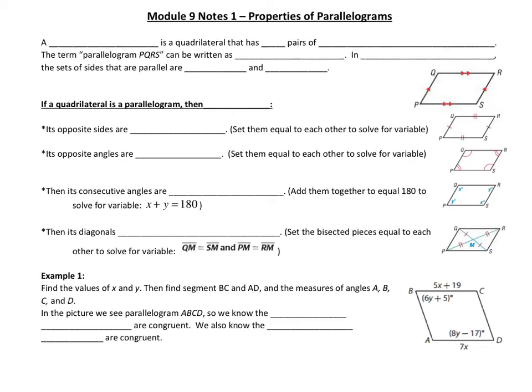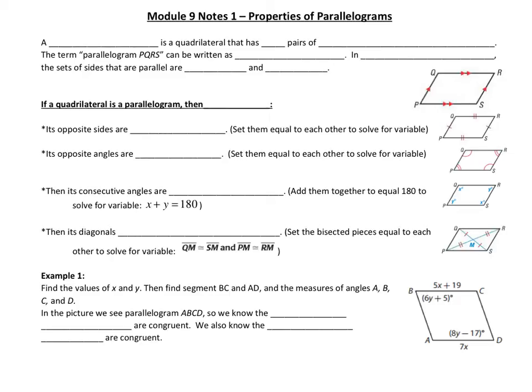In Module 9, we're going to talk about how quadrilaterals are parallelograms and certain types of quadrilaterals, such as a rectangle, square, kite, trapezoid, and etc. So we're going to first start out with just what is a parallelogram and some different properties of parallelograms.